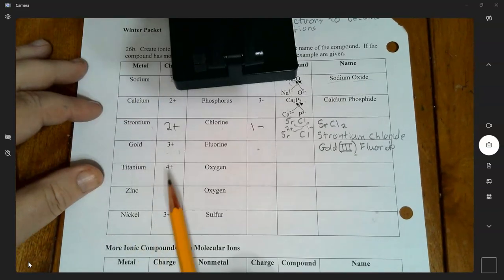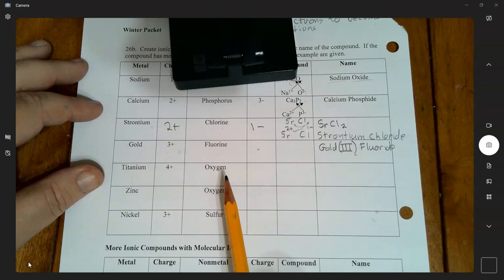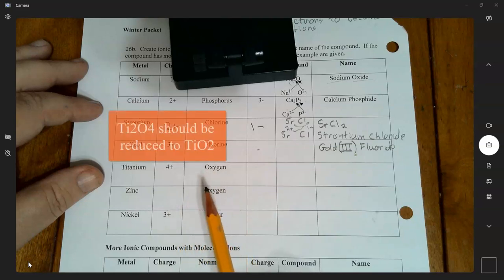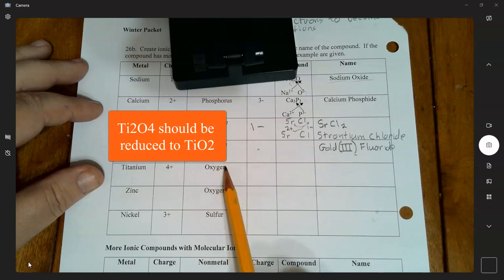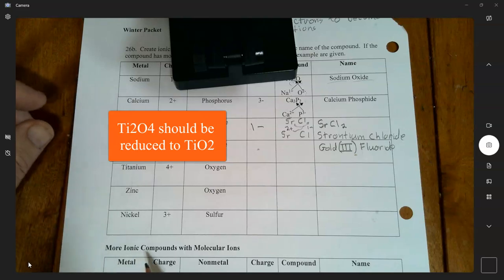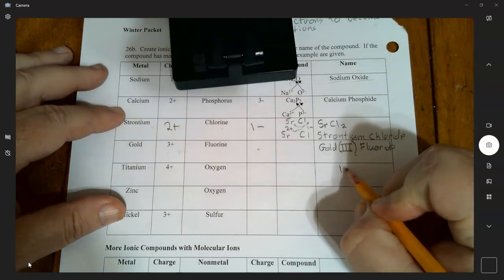Okay, titanium has more than one possible charge. It has a 4+ charge. Oxygen has a 2- charge. So you cross the arrows and you get Ti2O4. The 2 on the oxygen, the 4 on the titanium, you cross them over. Ti2O4. And so that's going to be titanium, Roman numeral 4, which is IV.